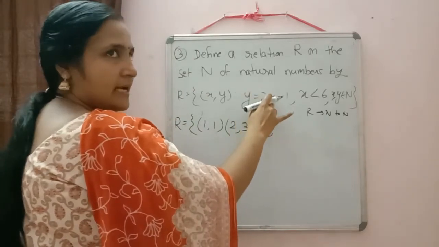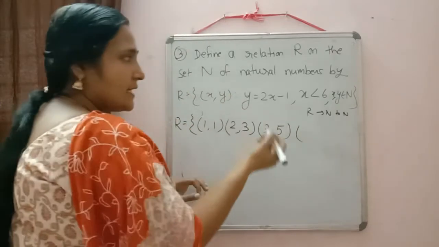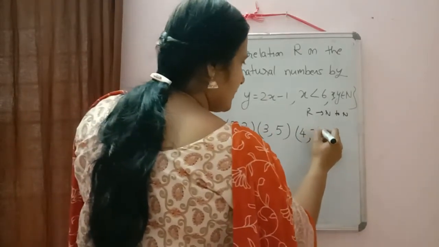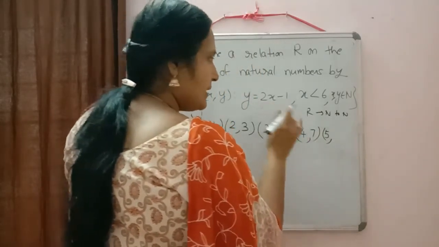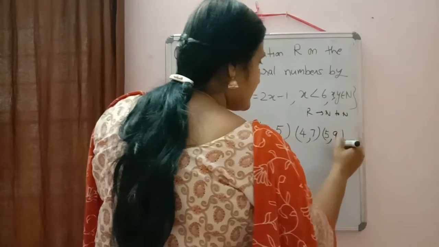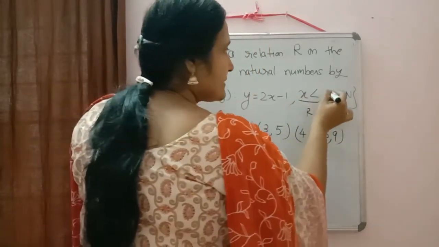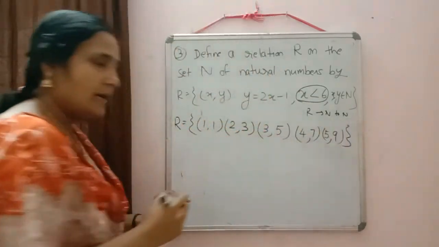Then if x is equal to 3, then what will come? 2 into 3, 6, 6 minus 1, 5. Then if x is equal to 4, then what will come for y? Yes, it will be equal to 7. Then x is equal to 5, then y will be equal to 9. x is equal to 6 we cannot take because it is written here that x is less than 6. So this is our relation.